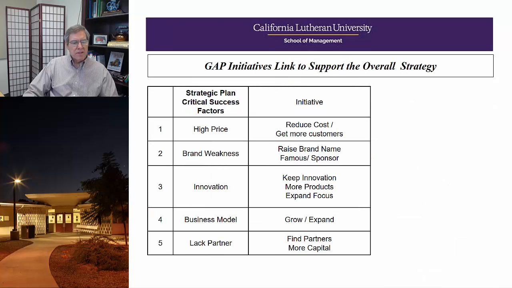So one way of looking at this is if you start out and say, okay, these are our critical success factors on the left and these are the initiatives, what will they do? So when you're explaining this, what you'll find is that these initiatives link to support the overall strategy. So in terms of finding new partners, they will aid and grow your business model. They will also assist you, your new partners, with innovation, expanded focus, and more products. So each one of these should link together and add value across the broad strategic plan.